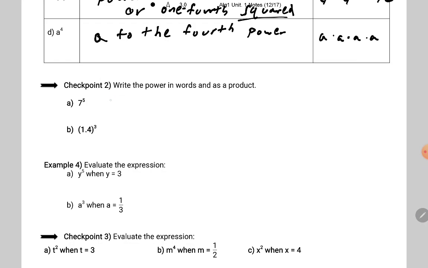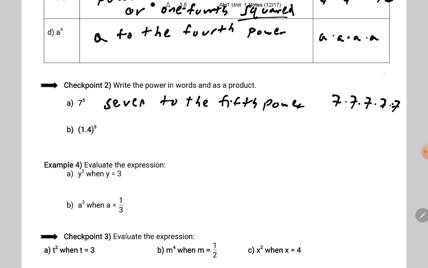So they're going to do some more of these. 7 to the 5th power. And this is 7 times 7 times 7 times 7 times 7. You can use your calculator for that.